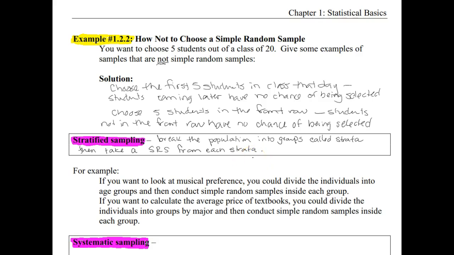So for example, if you want to look at musical preference, you could divide the population into age groups and then conduct a simple random sample for each age group. In this case, the strata would be the age groups. Or if you want to calculate the average price of textbooks, you could divide the individuals into groups by major and then conduct simple random samples inside each group, because we all know that for certain majors, textbooks can be a lot more expensive than for others. So in this case, the majors are the strata for that example.